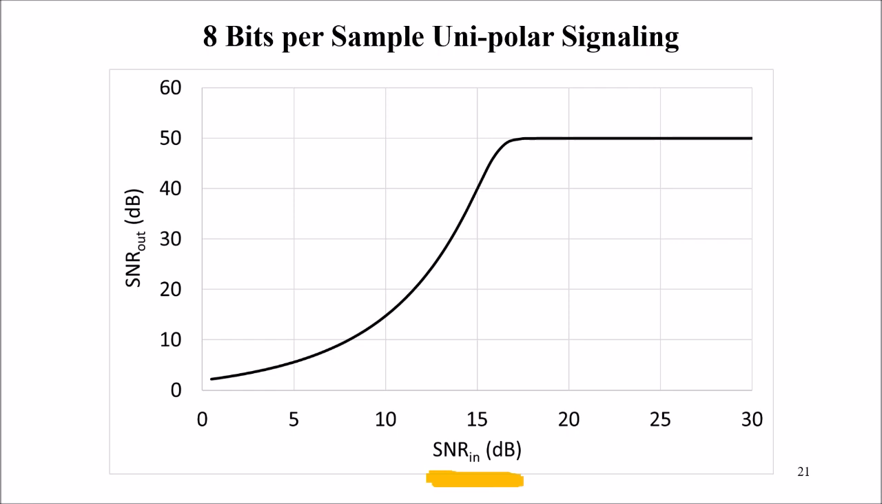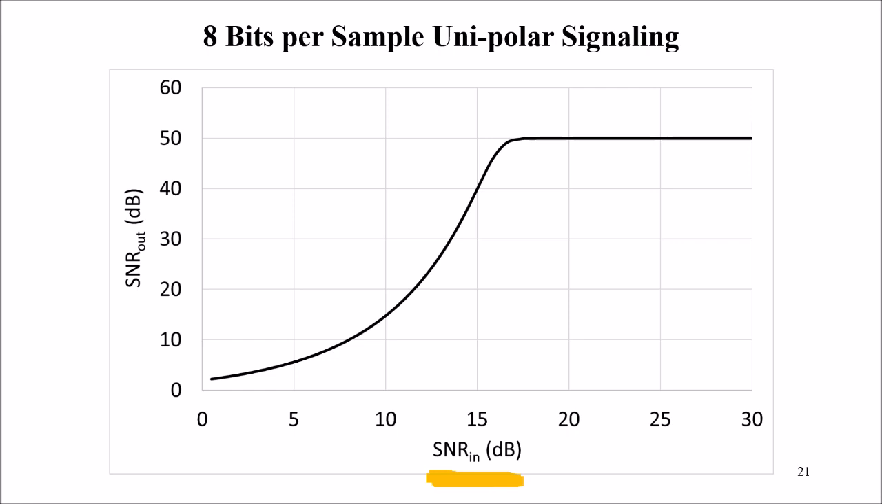That will correspond to a certain signal to noise ratio. It's plotted across the bottom here in decibels. So on the left with 0 decibels, and then all the way up to 30 decibels. On the vertical scale is the signal to noise ratio of the output, also in decibels, starting at 0 decibels and going up to nearly 60 on the chart anyway.